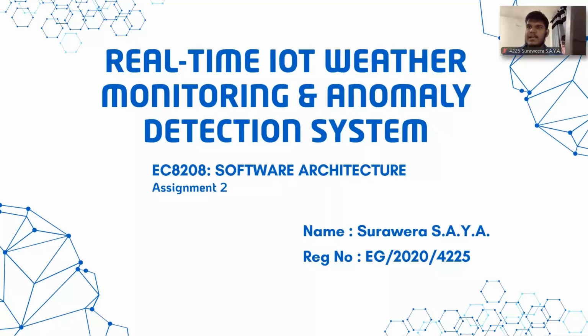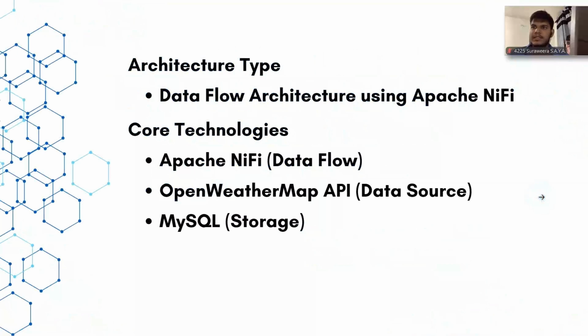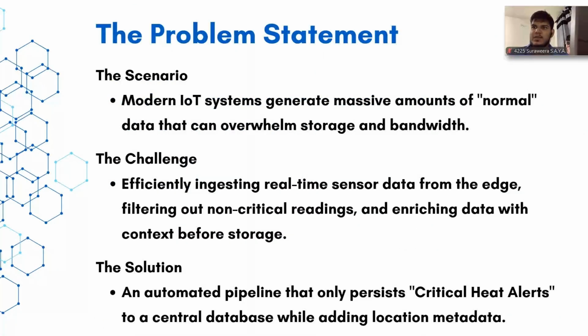For my software architecture assignment, I have developed a solution focused on data flow architecture. The scenario we are addressing is that modern IoT systems generate massive amounts of normal data that can easily overwhelm storage and bandwidth. So my solution is an automated pipeline using Apache NiFi that only persists critical heat alerts to a central database while enriching the data with location metadata for better decision making.